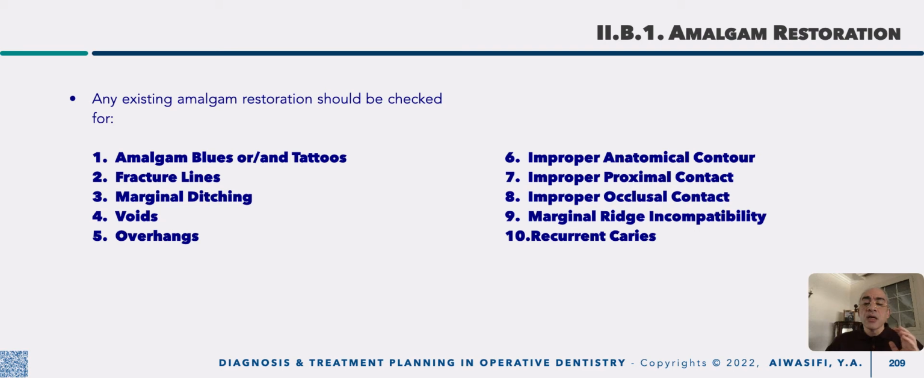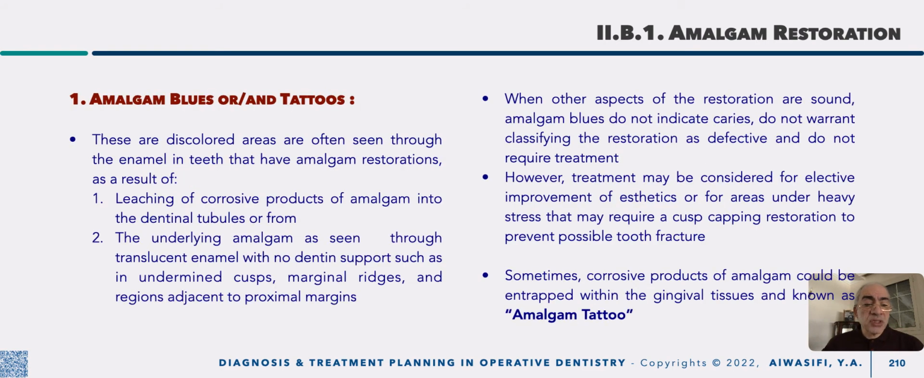Let us go for amalgam blues. What is amalgam blues or amalgam tattoos? It's a leaching out of corrosive products of amalgam into dentinal tubules or into the gingival tissues as tattoos. This discoloration, which is seen through enamel, tends to be bluish, and is due, as we mentioned, to leaching out of corrosive products of amalgam into the dentinal tubules, seen through very thin enamel margins or undermined cusps or marginal ridges.